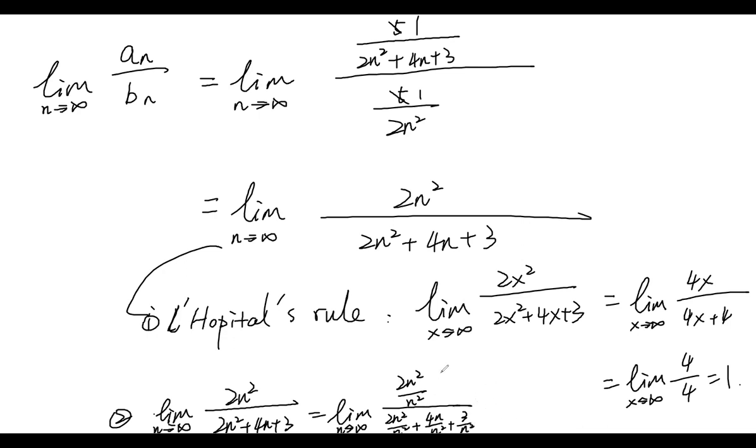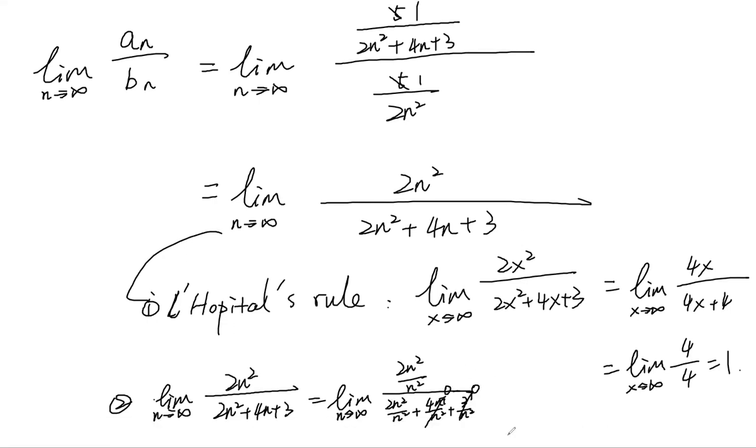When you simplify these terms, you will realize this term goes to 0, and this term goes to 0. So what's left is just 2 divided by 2, which is equal to 1. Either way is fine to determine the limit of this function or the sequence. No matter which way you choose, the limit is equal to 1. This is neither 0 nor infinity.